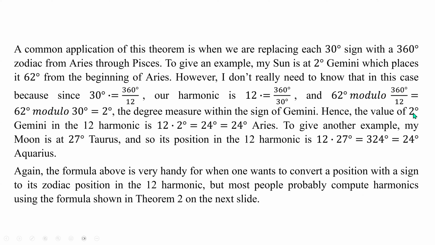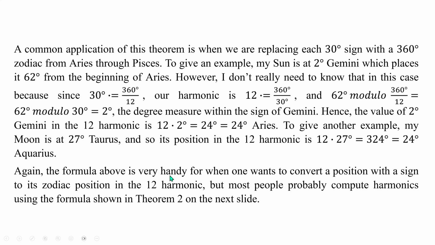Hence, the value of 2 degrees Gemini in the 12 harmonic is simply 12 times 2 degrees equal to 24 degrees. And that's going to be 24 degrees of Aries. To give another example, my moon is at 27 degrees Taurus, and so its position in the 12 harmonic is 12 times 27 degrees, which is equal to 324 degrees. But 300 degrees is the start of Aquarius. So 324 degrees is equal to 24 degrees Aquarius.